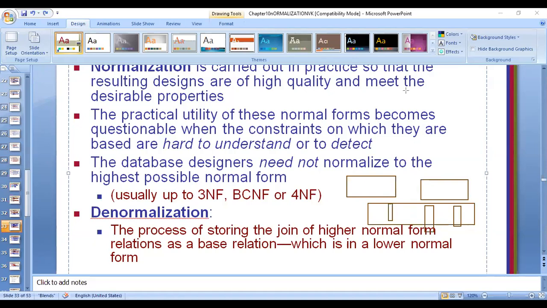Anyway, it's not required for you to know. So let's go to the next point.